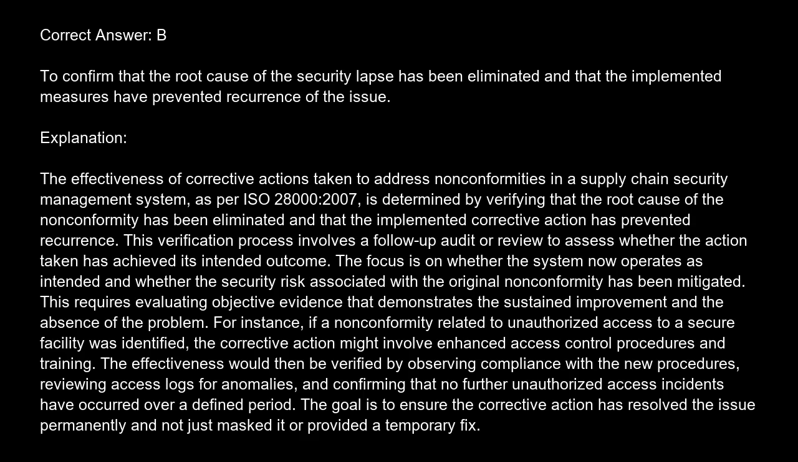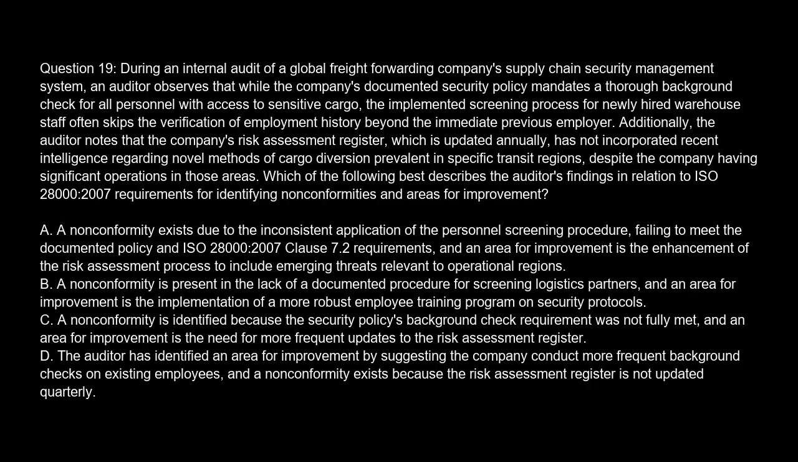For instance, if a nonconformity related to unauthorized access to a secure facility was identified, the corrective action might involve enhanced access control procedures and training. The effectiveness would then be verified by observing compliance with the new procedures, reviewing access logs for anomalies, and confirming that no further unauthorized access incidents have occurred over a defined period. The goal is to ensure the corrective action has resolved the issue permanently and not just masked it or provided a temporary fix. Question 19.